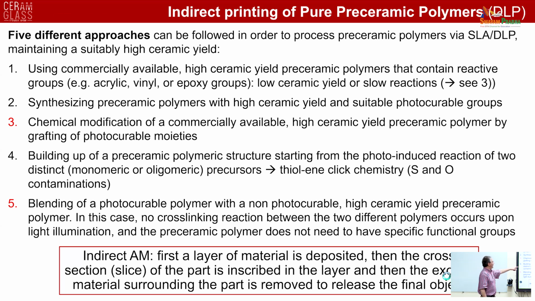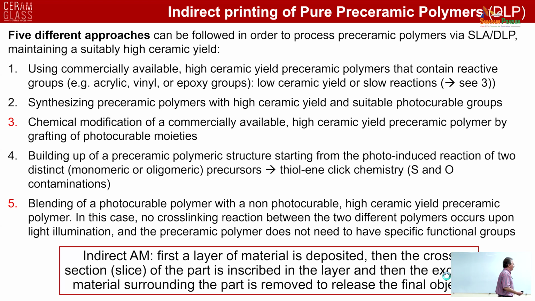You can build a preceramic polymer structure using thiol-ene click chemistry. So you can use a sluggishly reacting photopolymer and improve the speed of the reaction using thiol-ene click chemistry. But this leads to sulfur and oxygen contaminations.